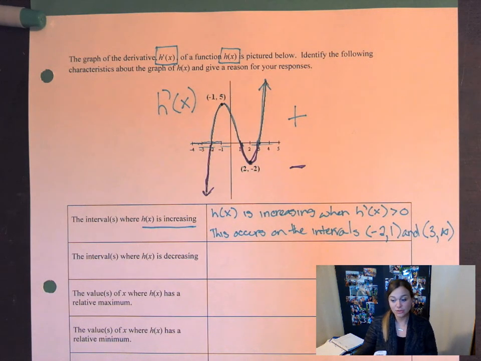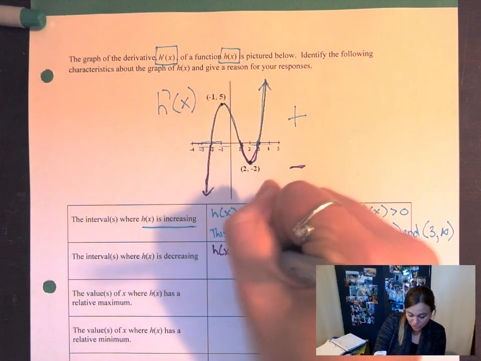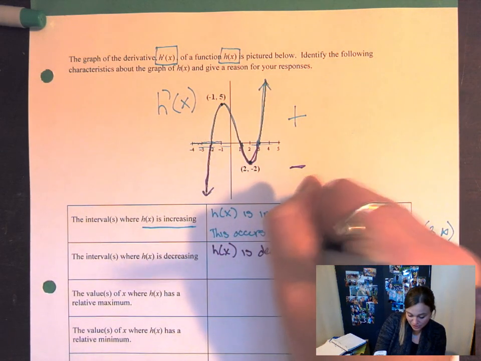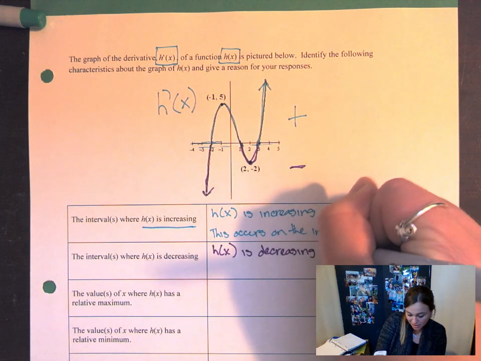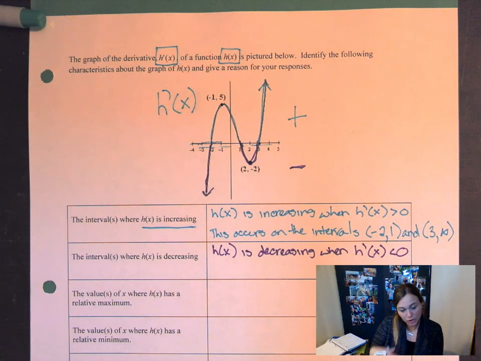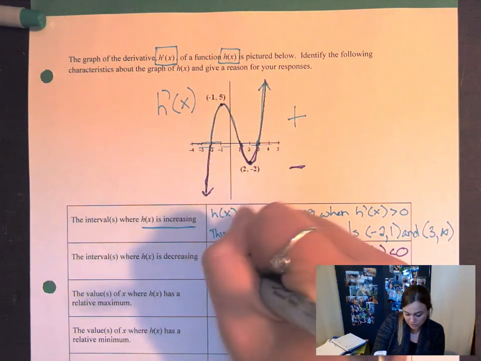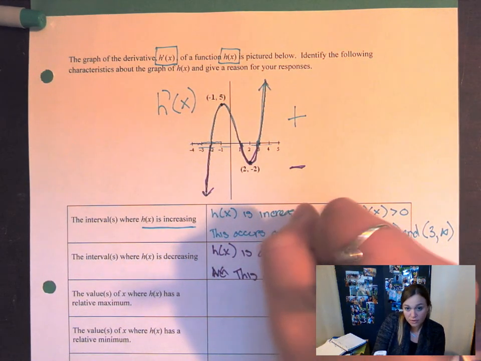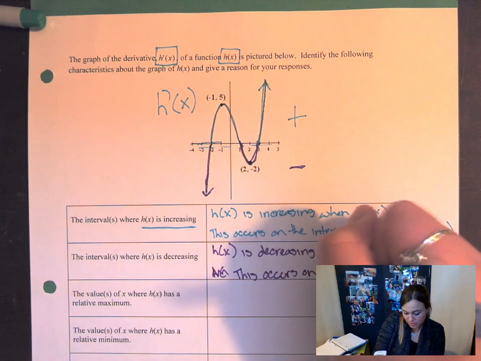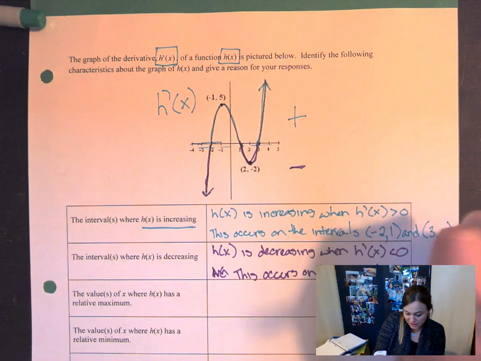Okay, decreasing, do the same business. So decreasing, if you were thinking about this, you do this without even looking in the graph. H of x is decreasing when h prime is less than 0. Anything below 0 is going to be below the x-axis. So I'm going to say h of x, or this occurs on the intervals, and you want to say an x value to an x value. Negative infinity to -2, and 1 to 3.